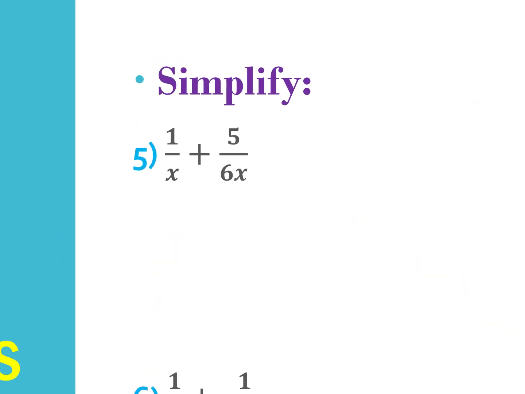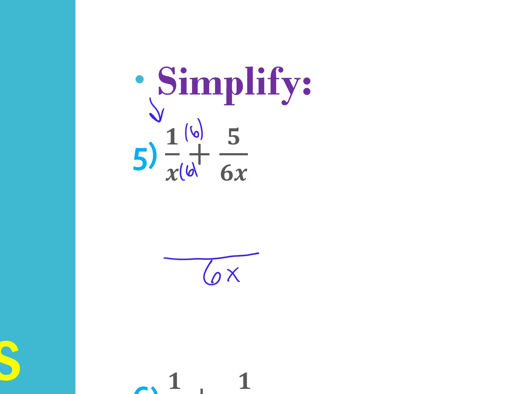I need a common denominator between x and 6x. What do you guys think it's going to be? 6x, good. So write down 6 and x. Look at your first fraction. Your first fraction has the x. What is it missing? So if I multiply the bottom by 6, then I have to multiply the top by 6, correct?